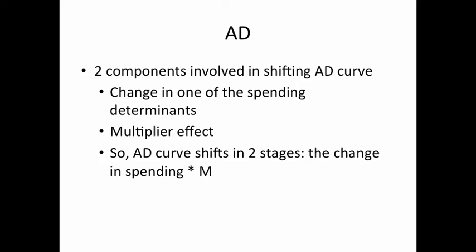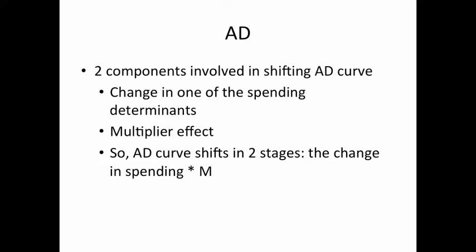So now I want to think a bit about shifting this aggregate demand curve. So again, it's all about just changes in our 4 levels of spending. How does it work exactly? Again, just like with the aggregate expenditures model, what's important in understanding how the change in aggregate demand influences real GDP is a multiplier effect.